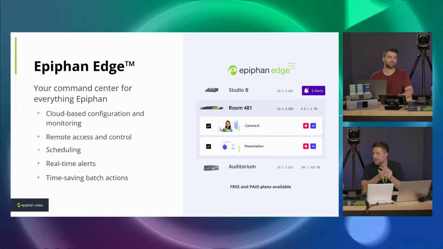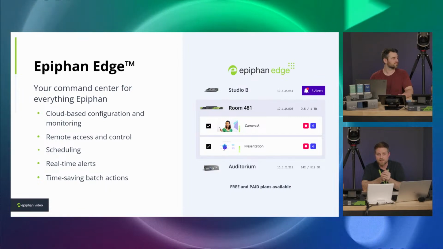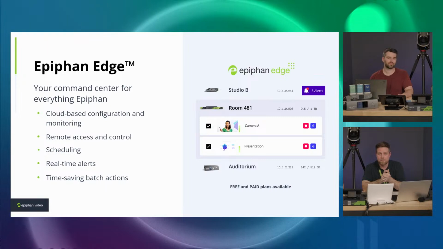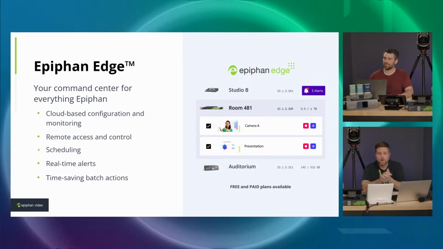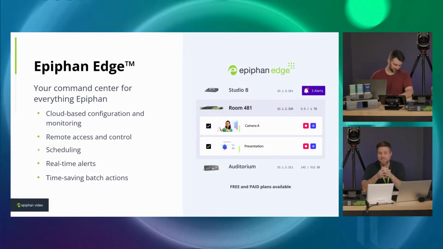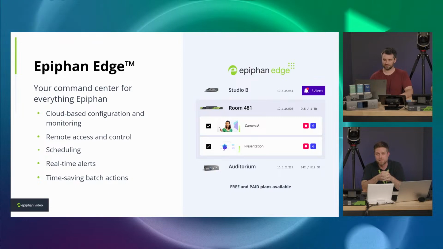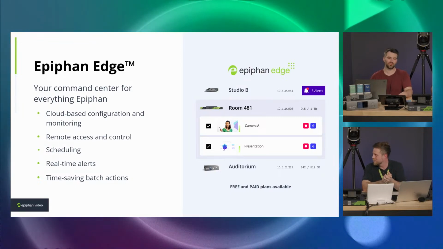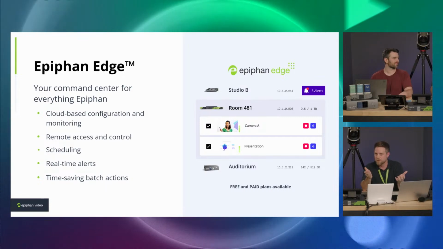Okay, and then lastly, we want to touch on Epiphan Edge. This is sort of the cloud infrastructure that backs up these devices. So it becomes like your command center for everything Epiphan. You can run this right in your web browser. You can access it from anywhere in the world, tablet, mobile phone, laptop. You can access your entire network of Pearl devices, control them, monitor them, schedule them. Absolutely. You could even be doing switching on a production remotely.